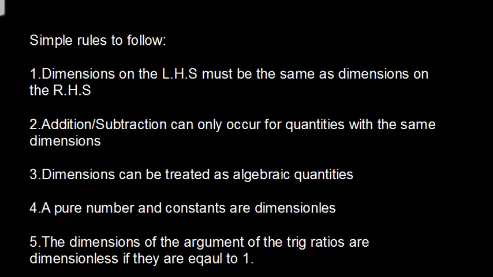The first simple rule, which entails that the equation is dimensionally correct, as I have already stated, is when the dimensions on the left hand side are the same as the dimensions on the right hand side. So if you are able to prove that the dimensions on the left hand side are the same as the dimensions on the right hand side, then that simply means that your equation is dimensionally correct. And I will explain this one by one in just a short while.